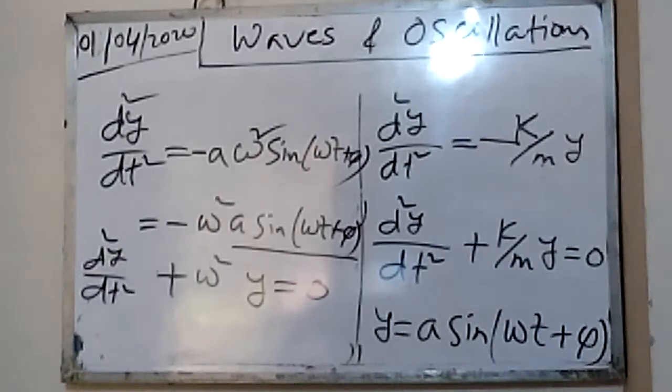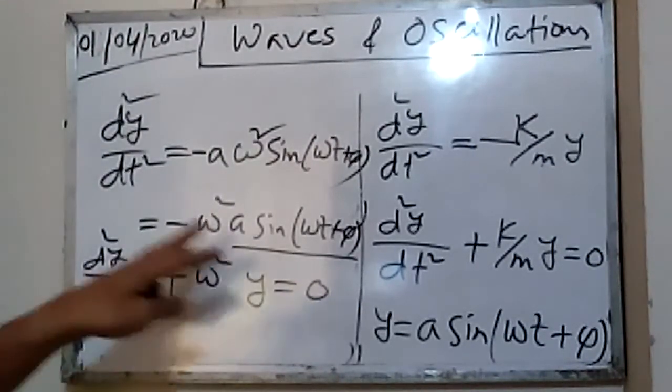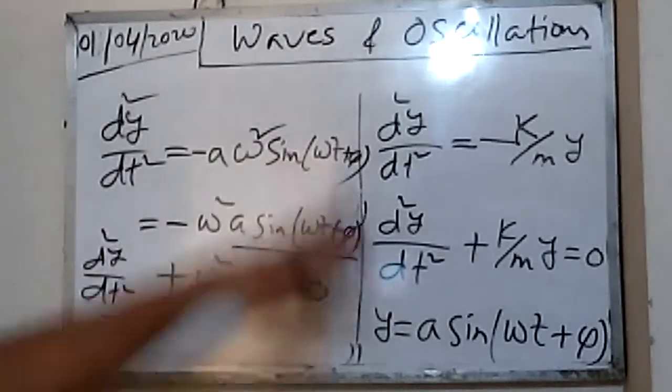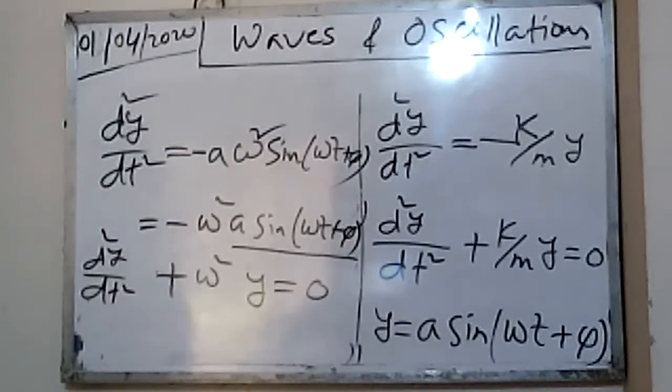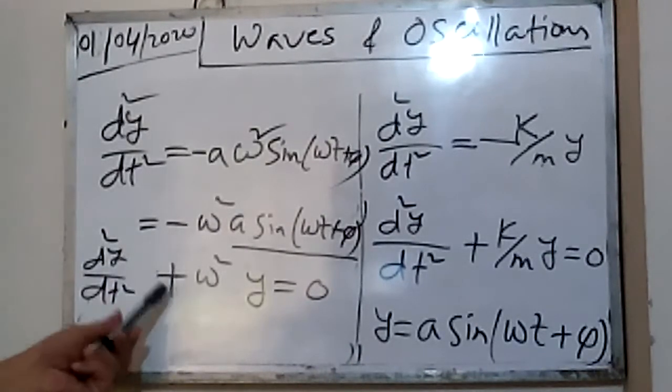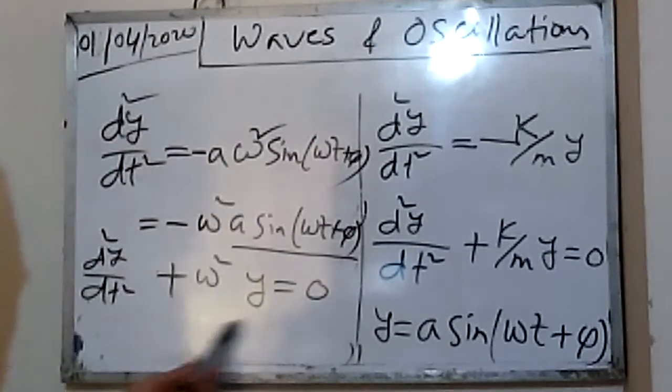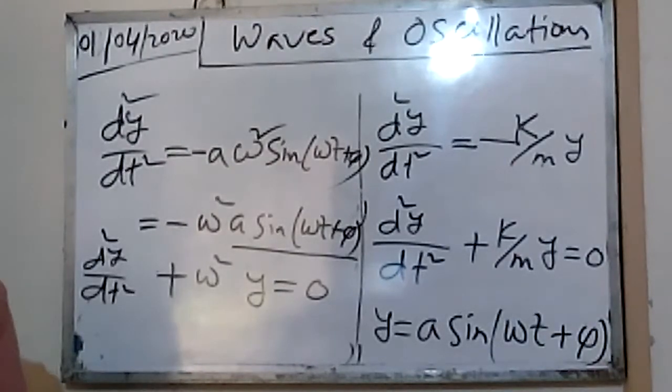Therefore actually we have two conclusions through this derivation. One is d square y by dt square plus omega square y equal to 0. This is the differential equation. This is our required differential equation of motion of a body executing simple harmonic motion.